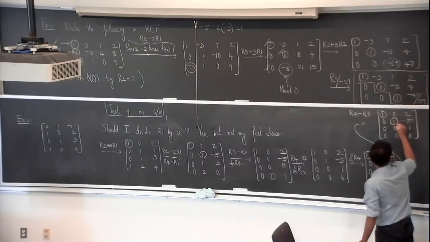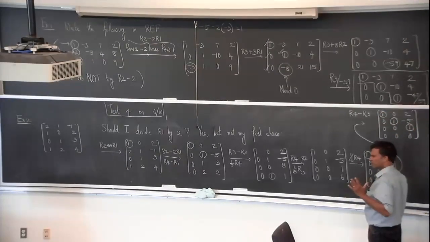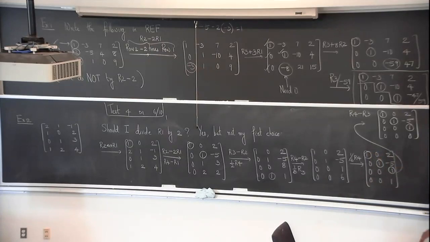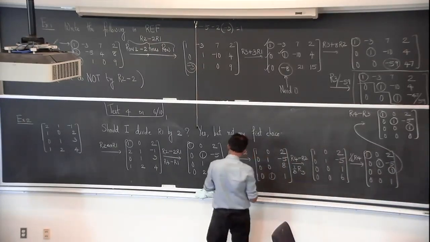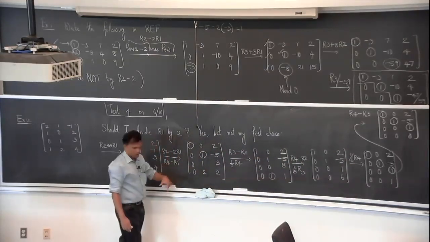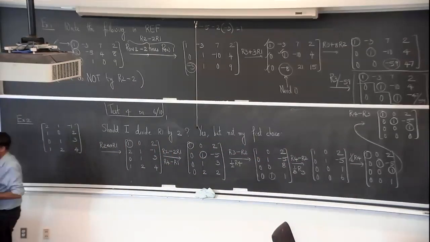I have a feeling that in the past I've done this in fewer steps. I don't remember, but maybe some of you would have probably done this by doing R4 minus 2 R2. Okay, so multiple operations are possible.